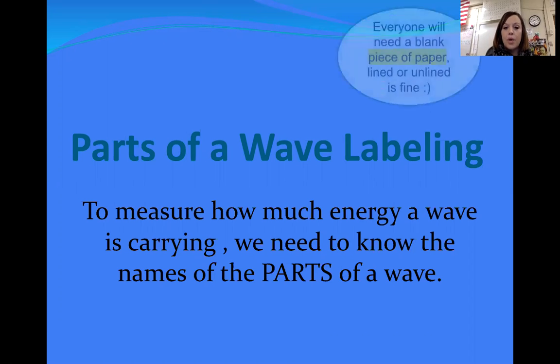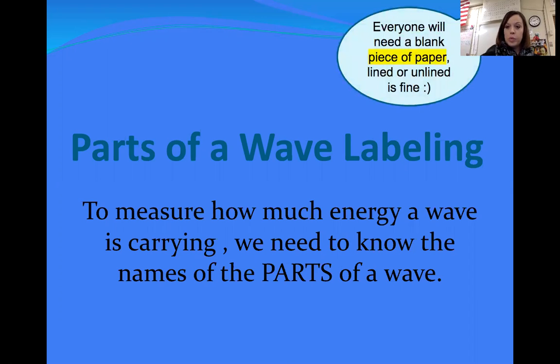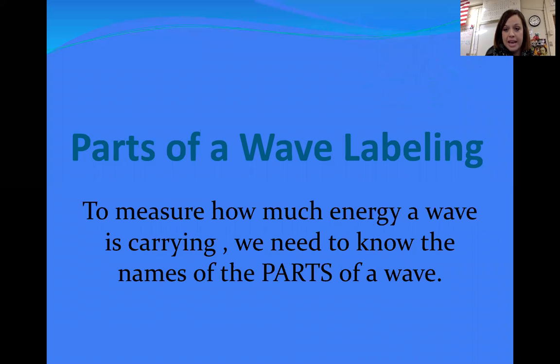So everyone will need a blank piece of paper. It doesn't matter if it's lined or unlined, just any sheet of paper will do, okay? So if you don't have paper, I need you to get it real quick. It could be out of your printer, it could be out of a notebook, it could even be scrap paper. You're not going to turn it in, but you're going to have it for the quiz on Thursday.